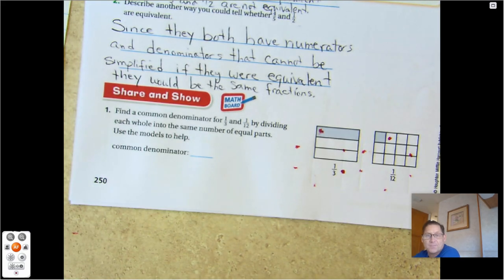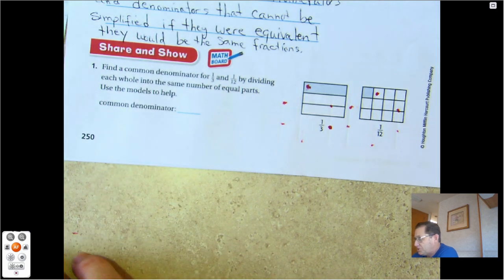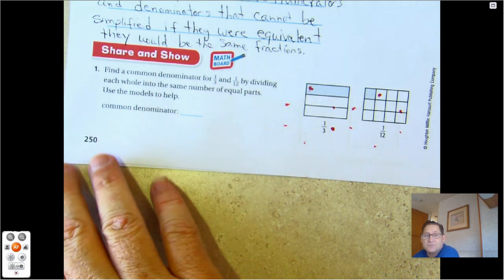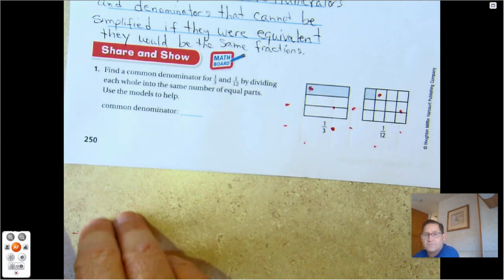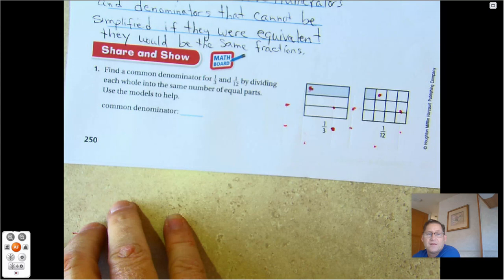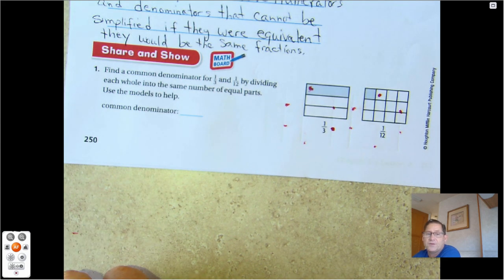Number 1 on the share and show. So we should be able to do these. You should be able to do these independently at this point. So try to do these by yourself. If not, then obviously use the video. Find a common denominator for 1/3 and 1/12 by dividing each whole into the same number of parts. Use the models to help.